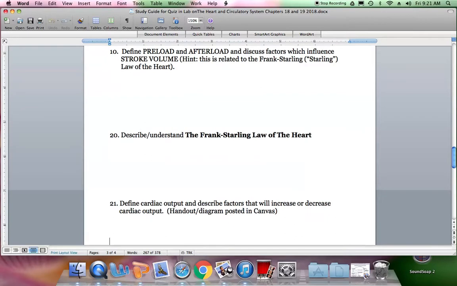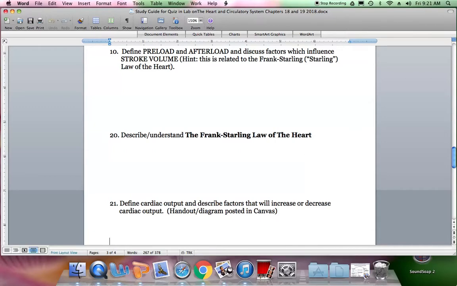Okay, number 21, that's this right here. There is a handout posted in Canvas. Print that one out too. It's just a little diagram. It's a nice simple summary of factors that influence cardiac output. And it actually shows when the arrows go up to the left side of the phrase. Actually, I have it right here.